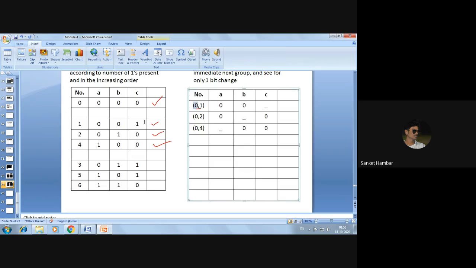Yes, ma'am. Right, now see, I compared 0 with its next group. Now I'll compare each element of this group with each element of this group. So I'll start with 1 and compare it with 3. 0, 0, 0, 1, 1, 1. So I can write 1, comma 3 here, where A is 0, B is 0, and C changes to 1 and 1.